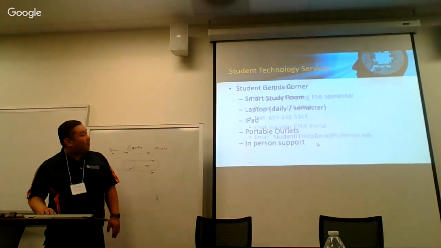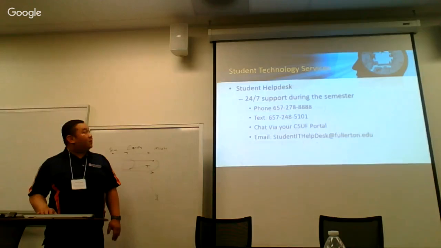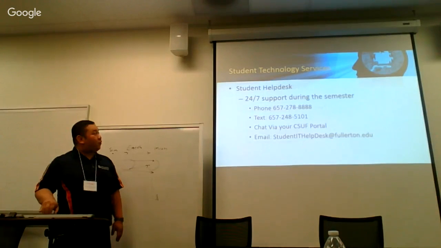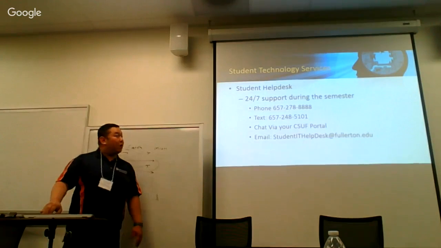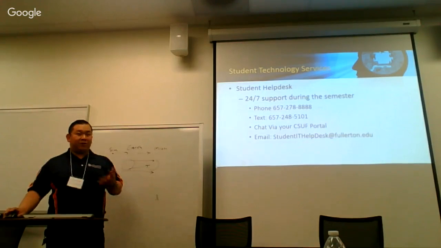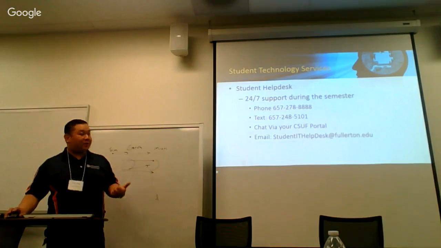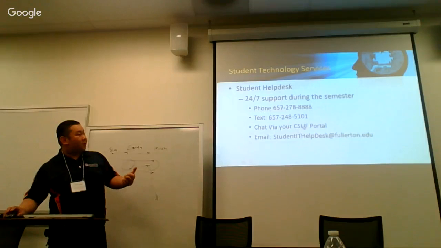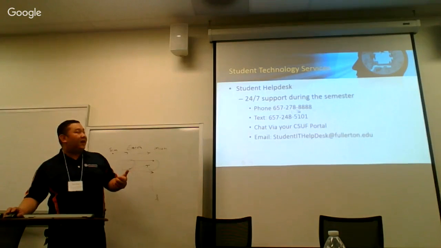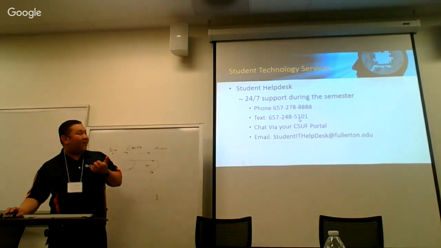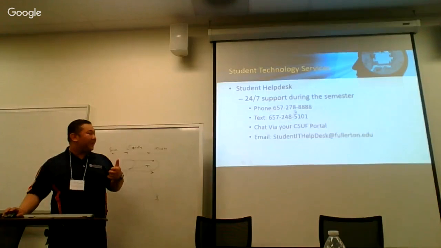We check that out at our desk. We have a student help desk that's available for 24/7 support. We have multiple ways you can contact us. If you want to call us, our phone number is 657-278-8888. If you want to text us, 657-248-5101. I have to emphasize the 4 because it looks the same.